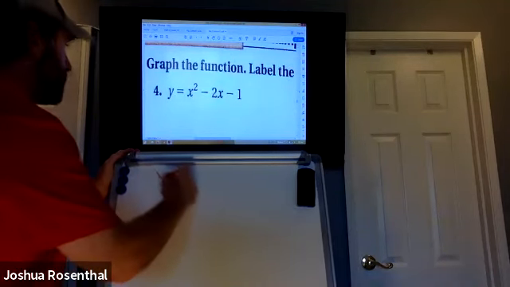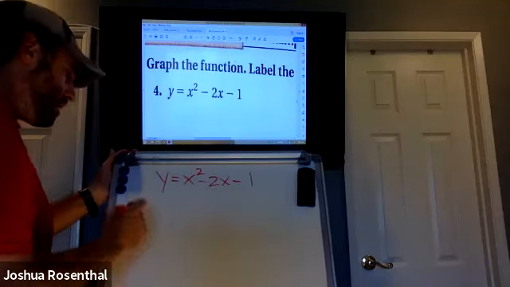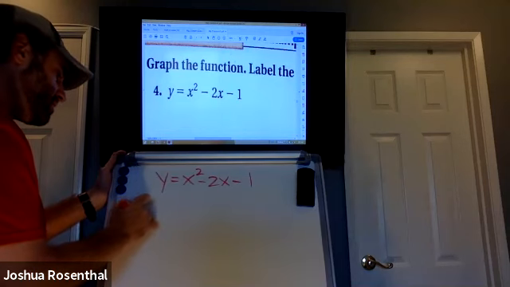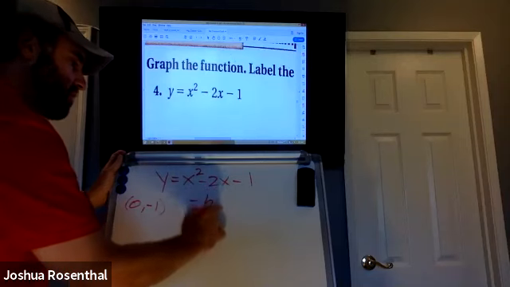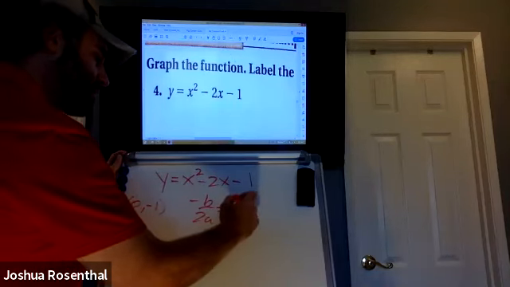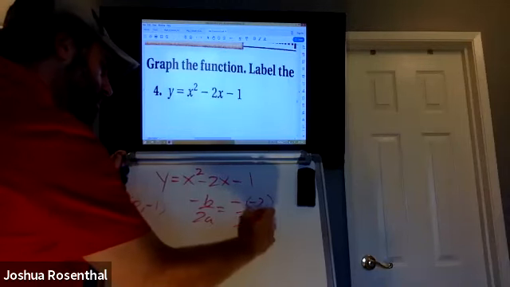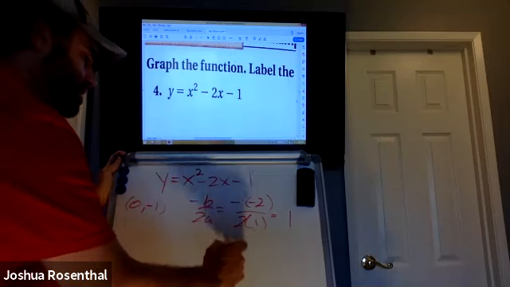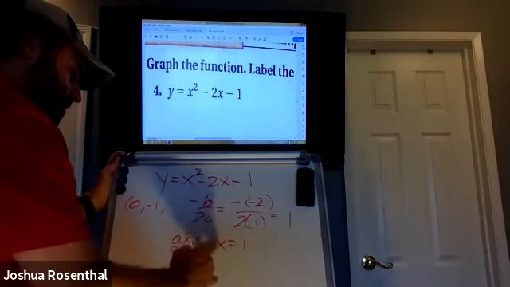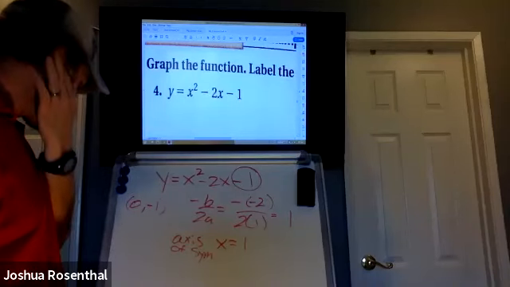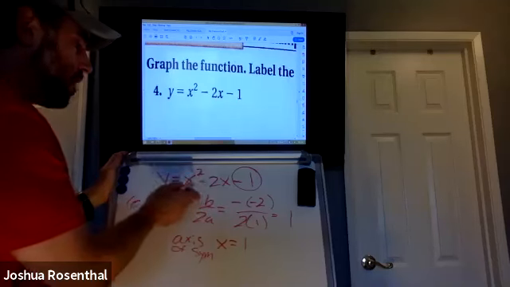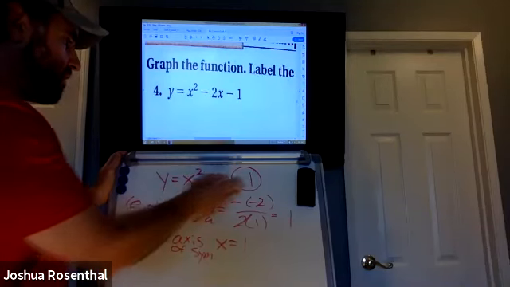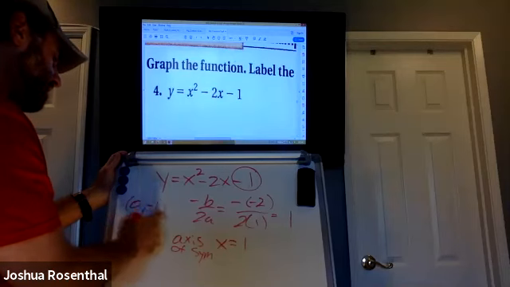Let me put this up here. All right, here we go. One coordinate, the y-intercept is negative 1, so 0, negative 1. The vertex is at negative b over 2a, and that's the axis of symmetry. So the x coordinate being 1, the axis of symmetry is x equals 1. Wait, Mr. Rosenthal, how did you get 0 comma negative 1? The y-intercept is the c at the end. Now if I plug 1 in, I get 1 squared minus 2 is negative 1. Negative 1 minus 1 is negative 2. So 1, negative 2 is the vertex.